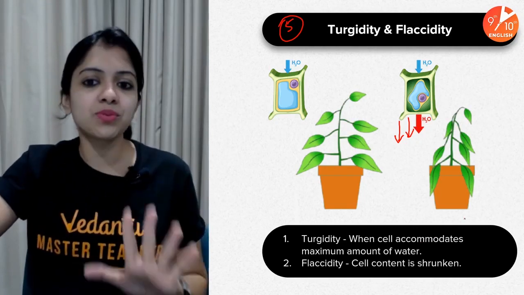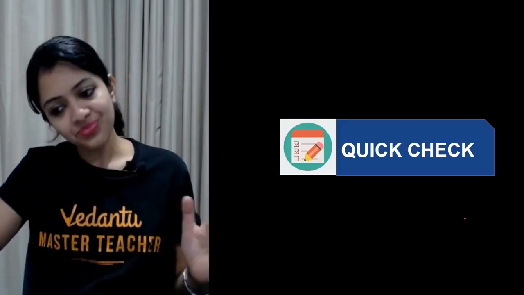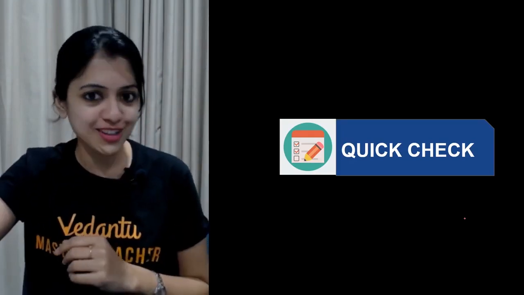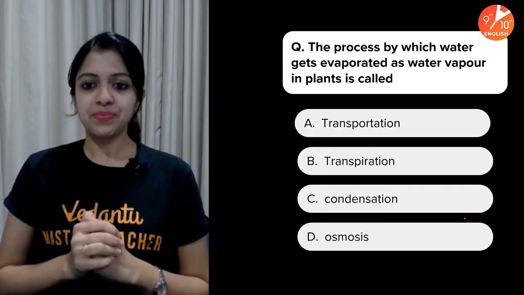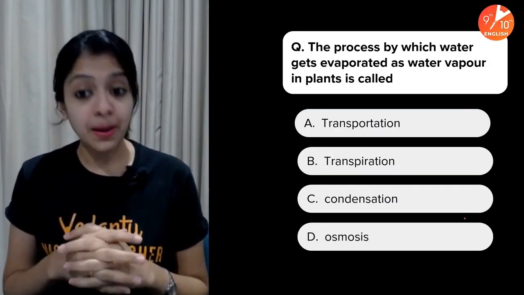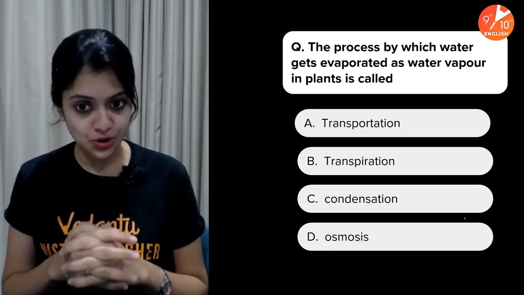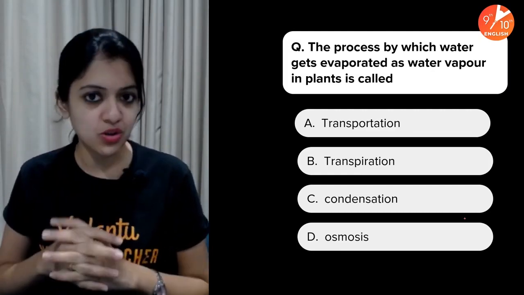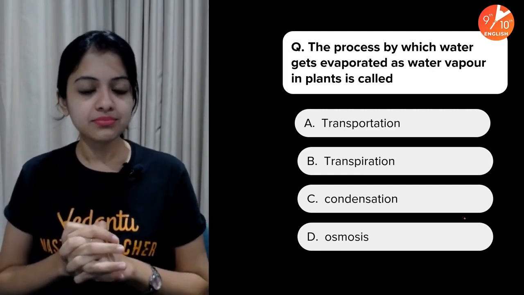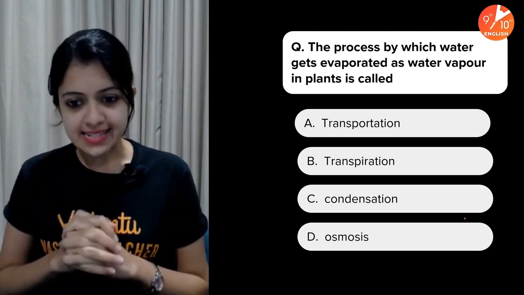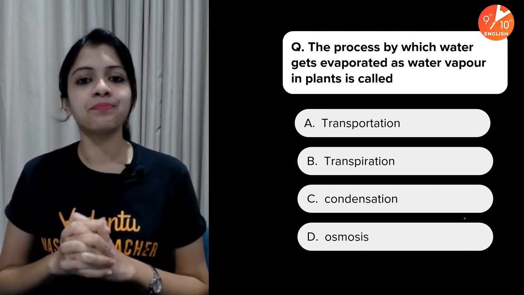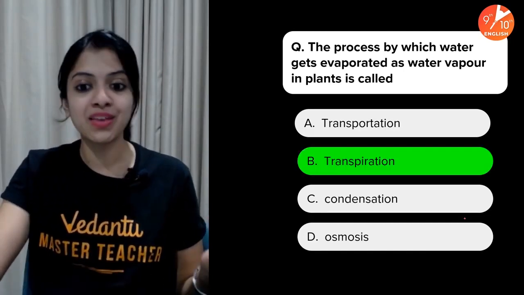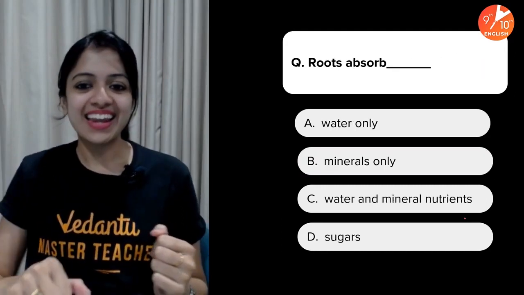Okay, these are the terms which I wanted to introduce you to. Okay, so now it's time to have a quick check. Let's see how much of all this you have understood. Ready, guys? The process by which water gets evaporated as water vapor in plants is called transportation, transpiration, condensation, osmosis. Yes, very, very easy. ICSE class 10 students, certainly you must be ready with the answer by now, and your time is up. Of course, it's transpiration. Next question.